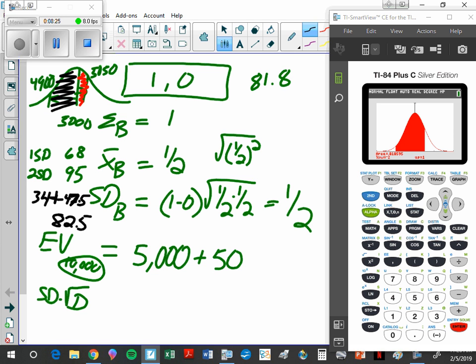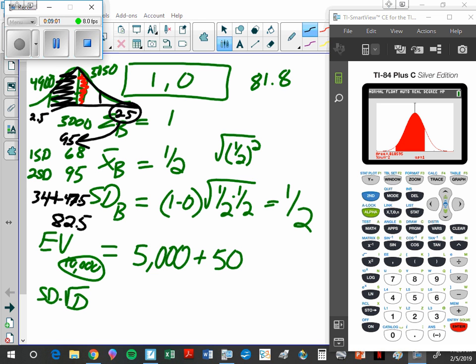All right. If I wanted to do from 4,900 to the right, I would shade norm from -2 to infinity, but I'm smarter than that. The middle area is 95, which means there's 2.5 on either end, and I'm just going to add this to that, and I get 97.5. So was the answer 97.5 or close to 97.5?